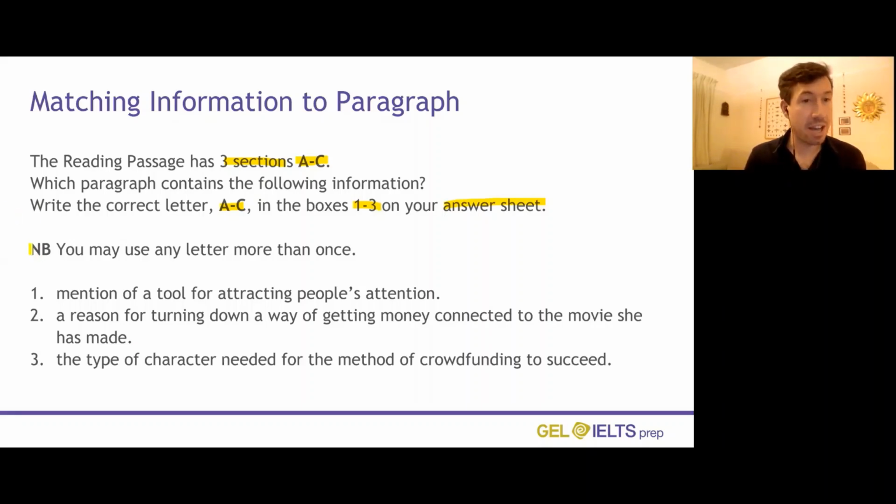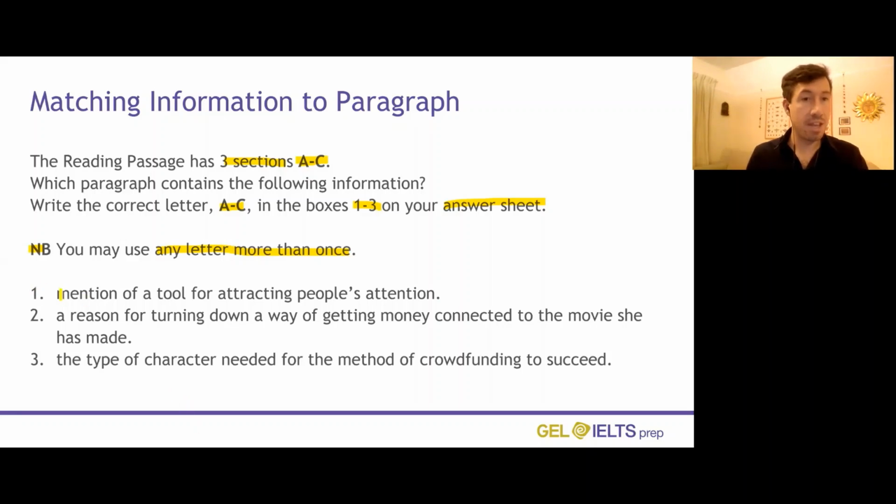Here it has an important note. It says you may use any letter more than once. So you might use the same paragraph or the same section to answer 2 or 3 different questions. And here are the statements we need to match up. So again, the first thing we should do with this type of question, just like the previous one, is we have to highlight the key words again. So let's do that together.